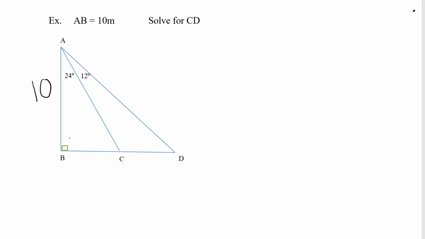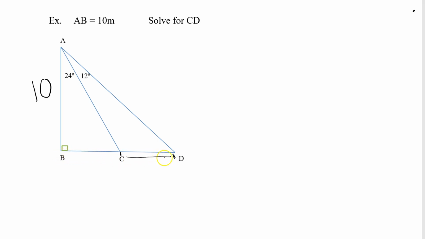What we're asked to do is solve for CD. And where is CD? CD is this length right here. So interestingly, that's not part of a right angle triangle. We've got ABC, that's part of one, and we've got ABD, that's another. So we're asked to solve for a part of our triangle here that isn't a full triangle. So we got to ask ourselves, how are we going to get that?